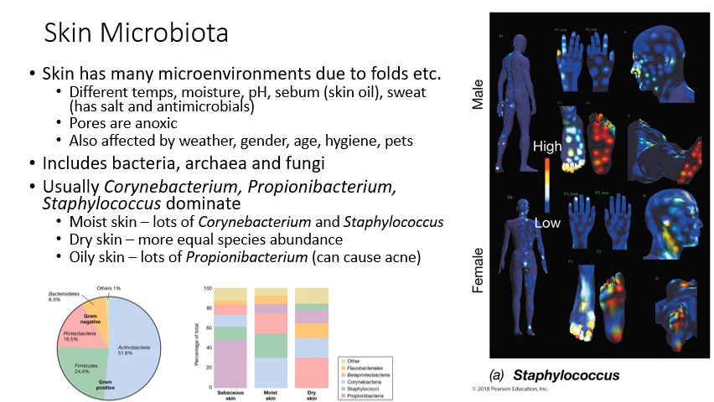The microbiota of the skin is very diverse. You have, of course, a lot of bacteria in there, but you also have archaea and fungi, especially Candida, but other fungi could be in there as well. There's three genera of bacteria that usually dominate the microbiota for the skin. So you have Corynebacterium, Propionibacterium, and Staphylococcus that are all quite common to find in different areas or different microenvironments on the skin. If you have moist skin, you would usually find a lot of Corynebacterium and Staphylococcus living there. If you have oily skin, you would have more Propionibacterium.